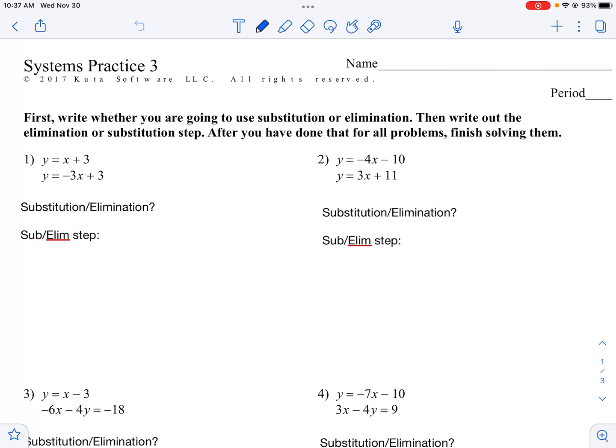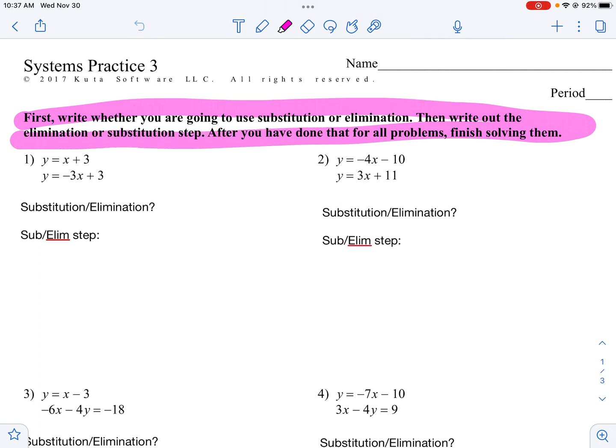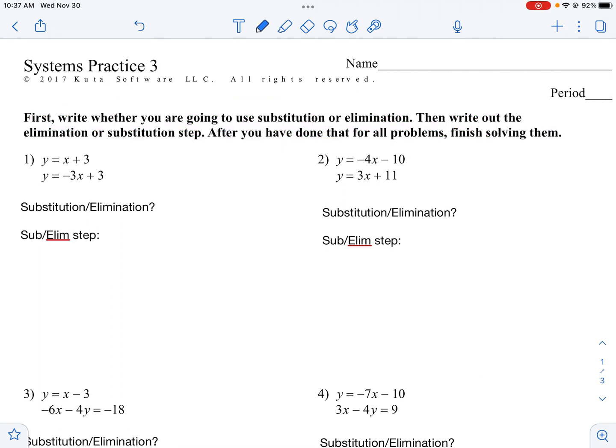Hello, ladies and gentlemen. We're having a little review on how to solve a system of equations. You're going to be using this assignment here called Systems Practice 3. The instructions are a little bit different than normal. Normal is just like solve the system, but I want you to be more deliberate on how you approach these systems.